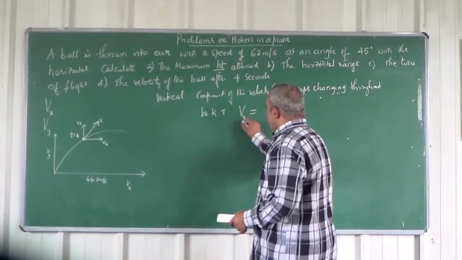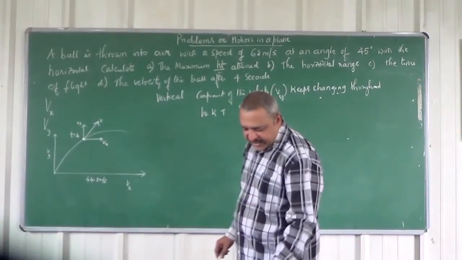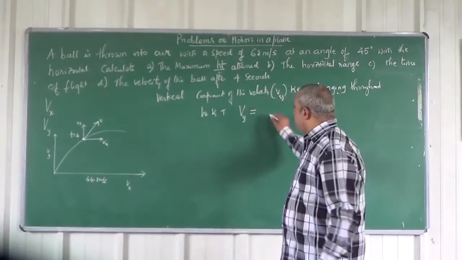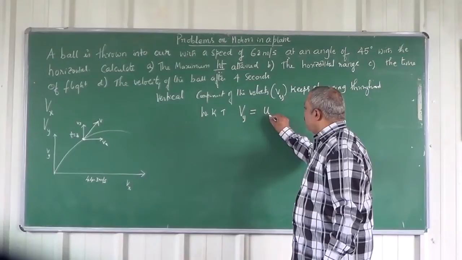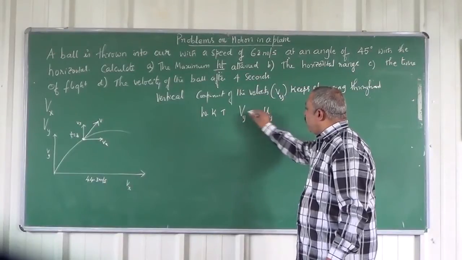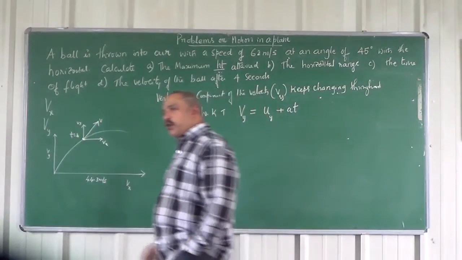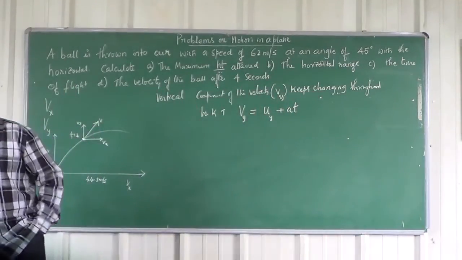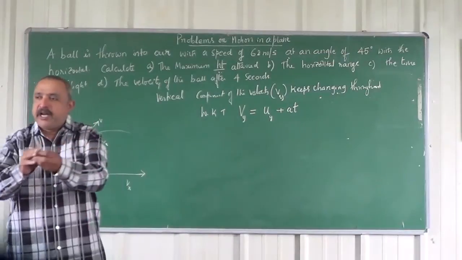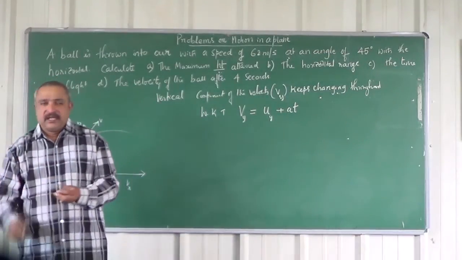Now we know that Vy equals V equals U plus AT. I will use this equation. It is not a rule that you should use the same equation. Any equation pertaining to velocity will do, because you are finding velocity.